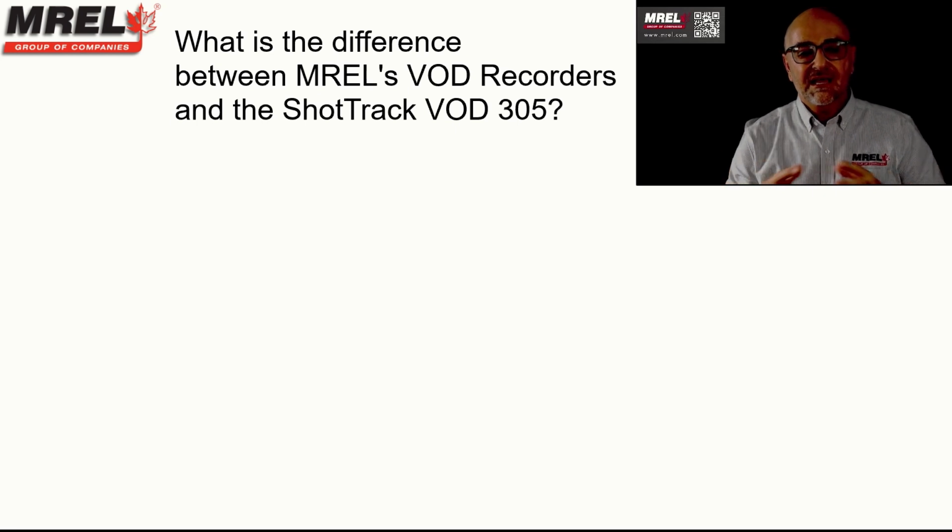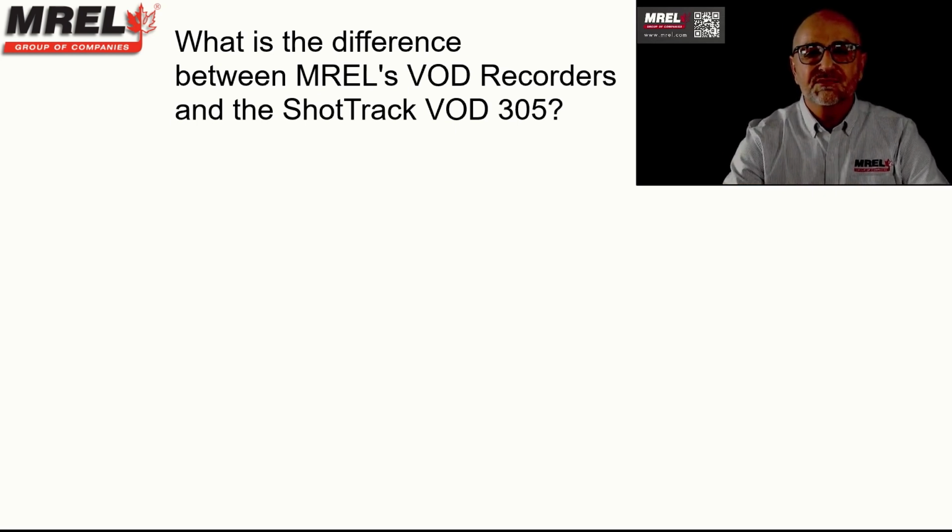The weight of the cable used in the ShotTrack VOD 305 is about 5 times heavier than that used by MREL's VOD recorders. That's the VOD probe cable types. So that's approximately 50 kilograms weight versus 10 kilograms for 10,000 meters of VOD probe cable.